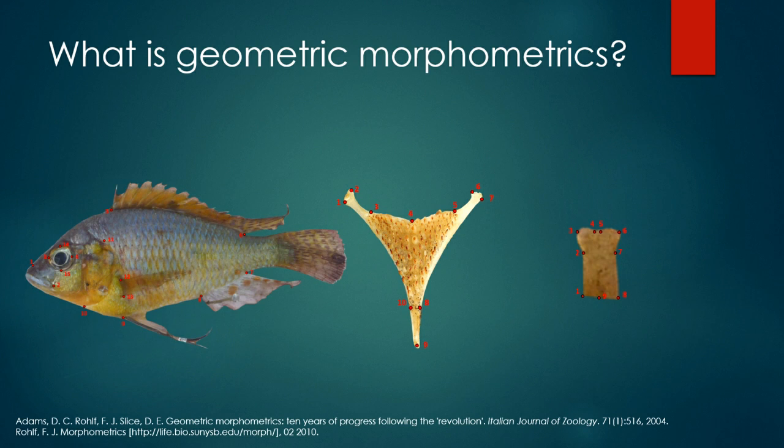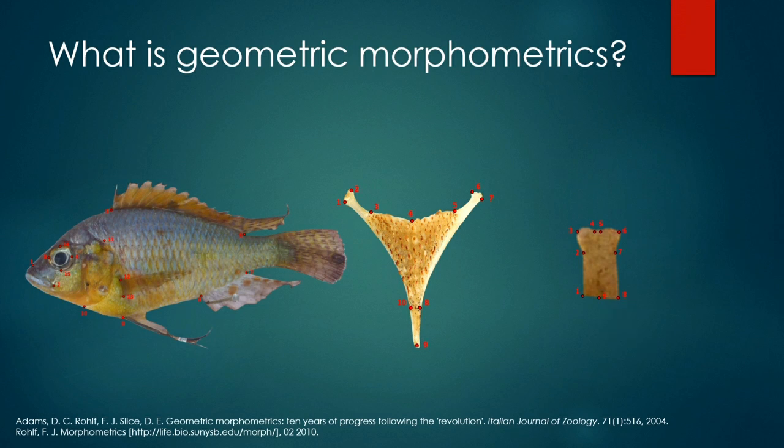True landmarks, which have some biological significance, for example, the origin of the dorsal fin there. Pseudo landmarks, which are defined by relative locations, such as the point of highest curvature of this here. And then there are semi-landmarks, which are defined by a location relative to other landmarks, such as midway between landmarks 1 and 8 would be landmark 9.